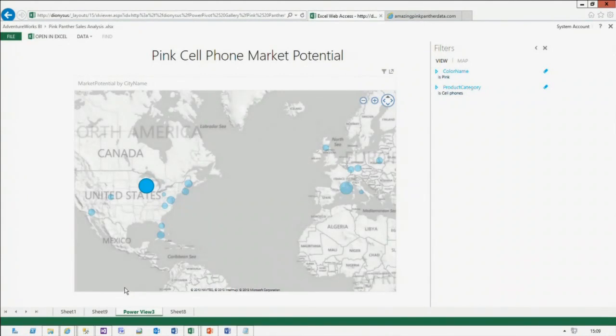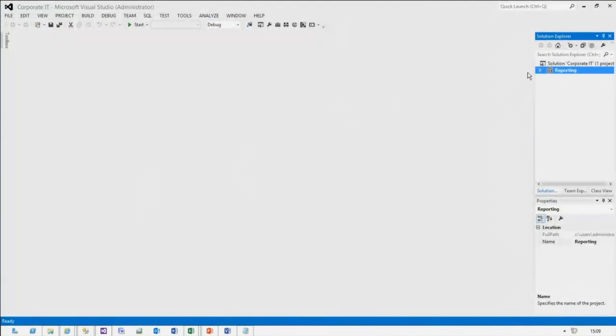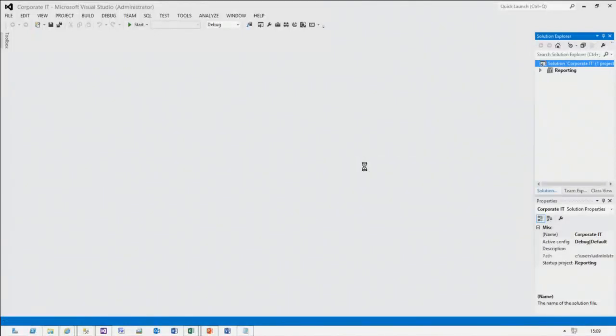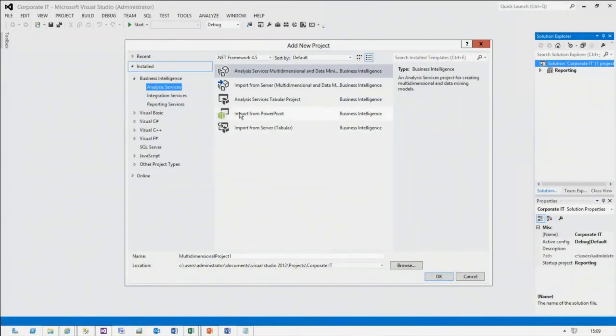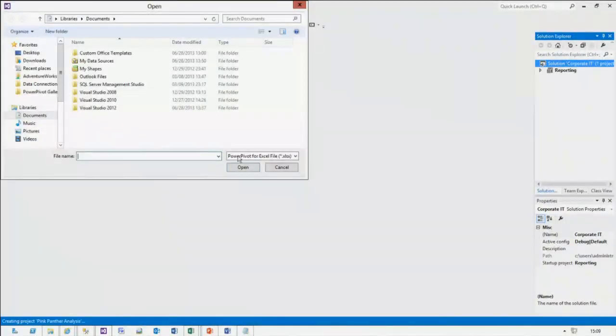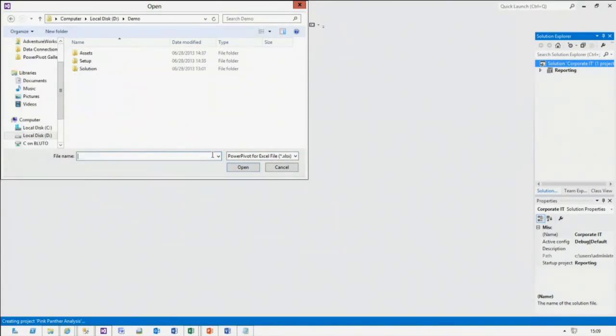And we have the ability then of launching our Pro Tools. Here I have a solution named Corporate IT. I can then introduce into it a new project. From the Analysis Services templates, there's one called Import from Power Pivot. I could just create this by saying this is now Pink Panther analysis. Browse to the location of the workbook. I could go to the content database, but it's easy for me here just to go to our solution file.